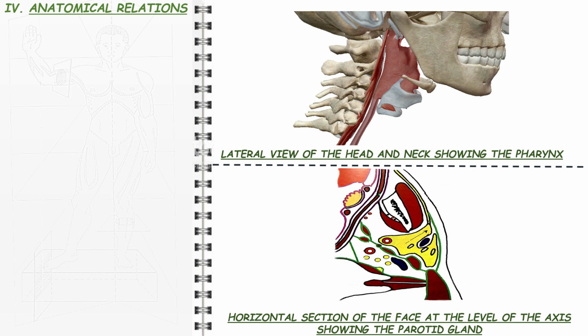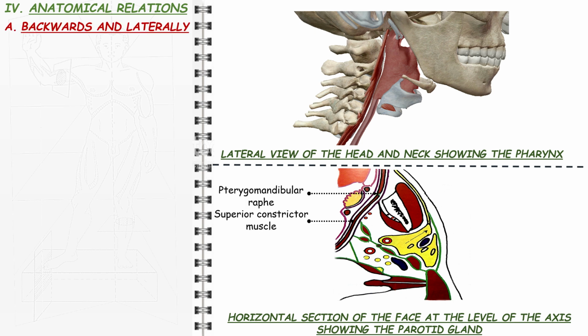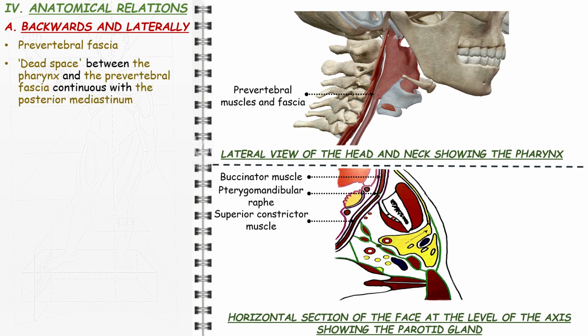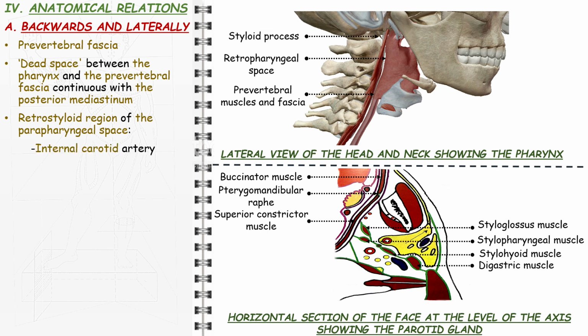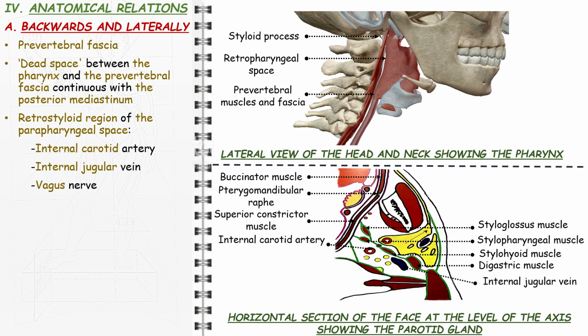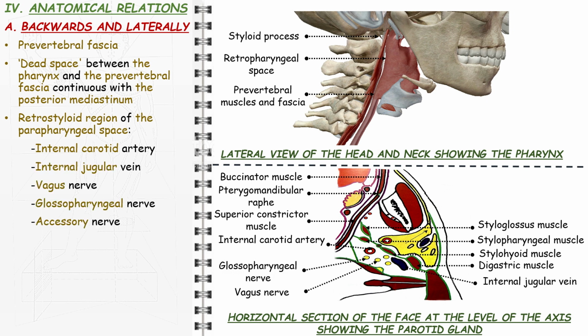The pharynx stands in front of the prevertebral fascia, from which it is separated by a dead space continuous with the posterior mediastinum, the retropharyngeal space. Laterally, the retrostyloid region of the parapharyngeal space gives passage to the internal carotid artery, the internal jugular vein, the vagus nerve, the glossopharyngeal nerve, the accessory nerve and the hypoglossal nerve.